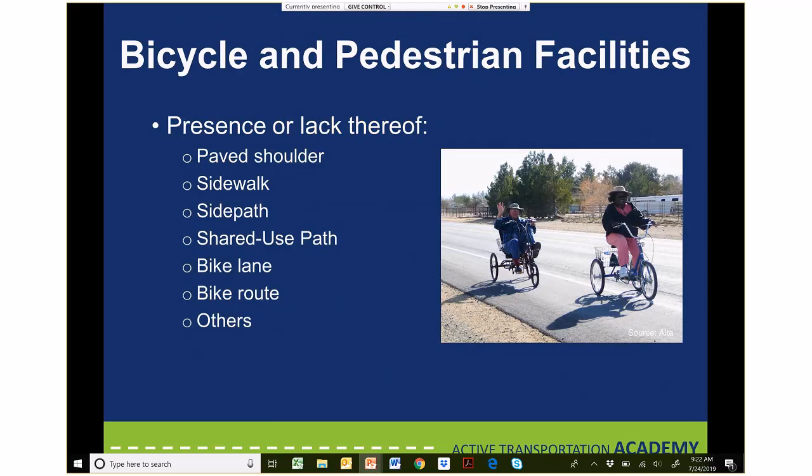We will take a look at all of these specific elements of your bicycle and pedestrian network, or lack thereof. So we want to be able to understand where people currently are able to walk and bike safely versus where there might be some gaps in the network, or where there might be a need for these types of facilities, but they aren't currently there.